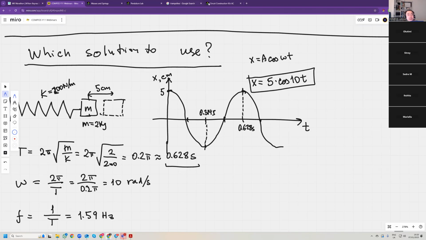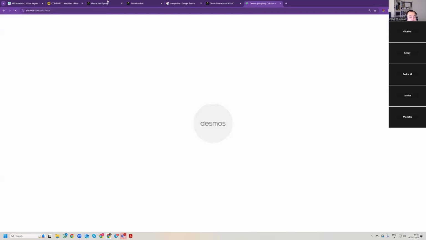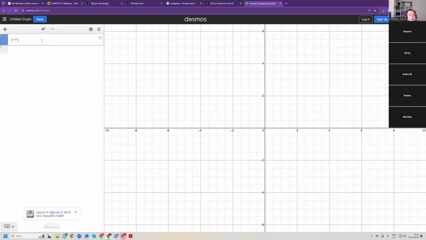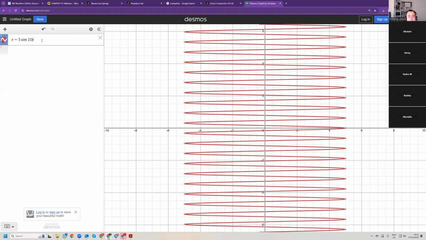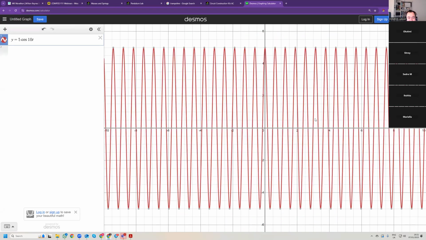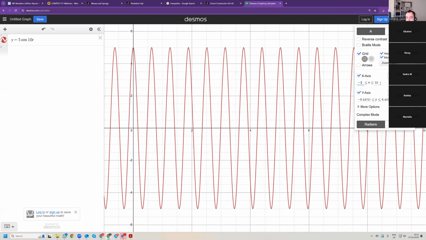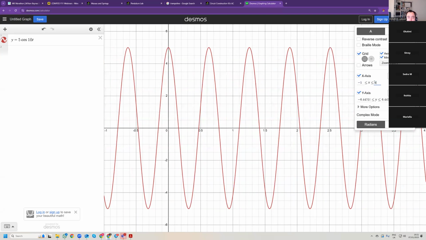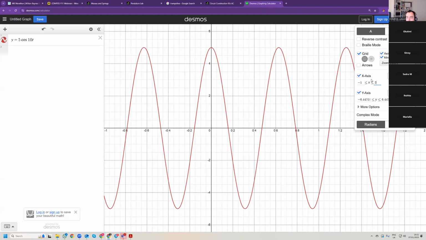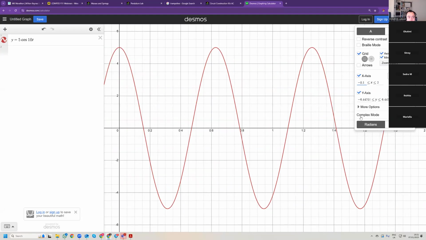Let's check if this actually holds. I'm going to use Desmos. Y equals, I'm going to use y and x. Oh, actually, no, I can use x equals 5 cos 10t. Okay, I should use y. Cos 10t. Okay, I need to use a different scale. Okay.